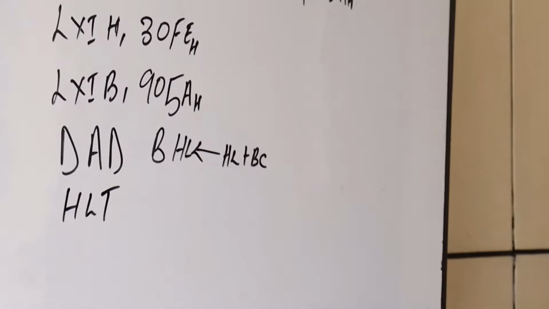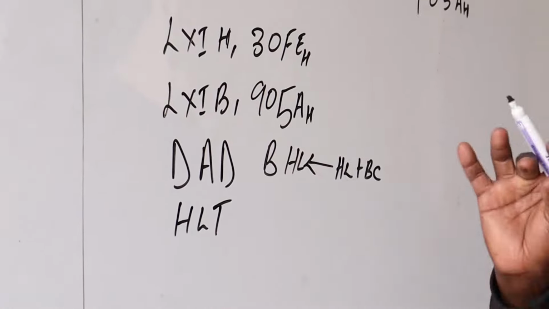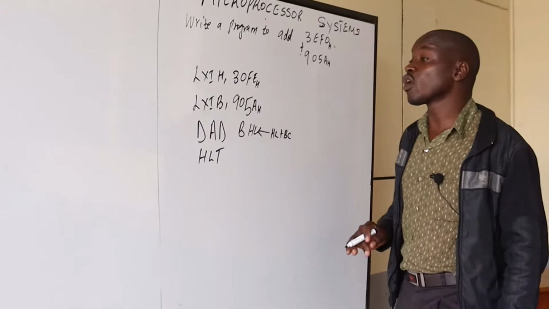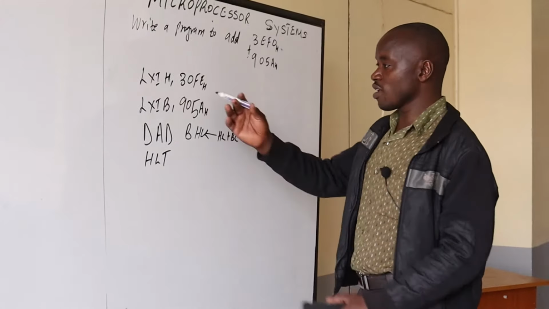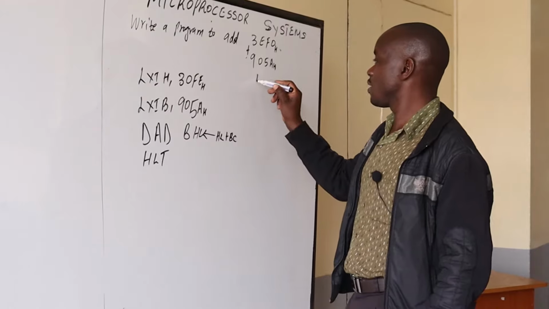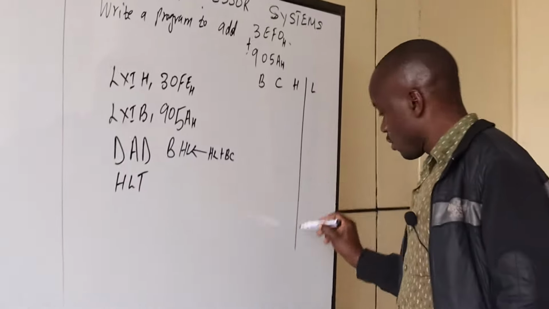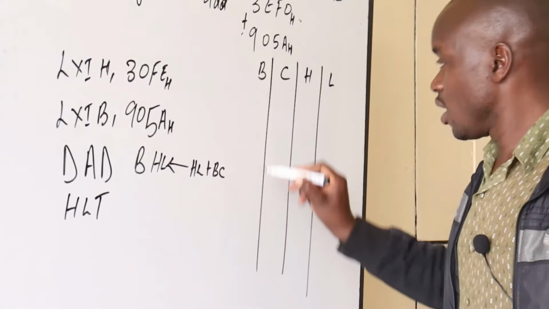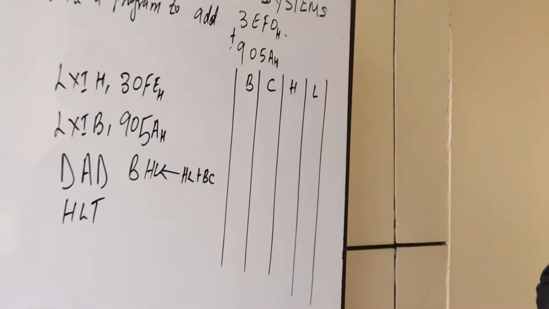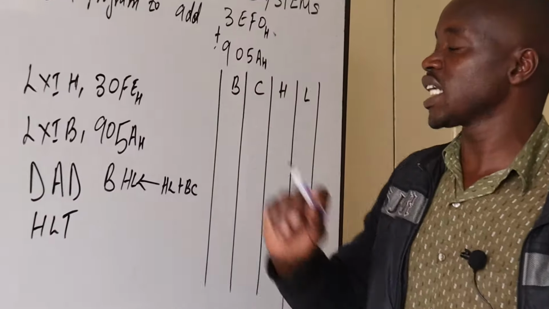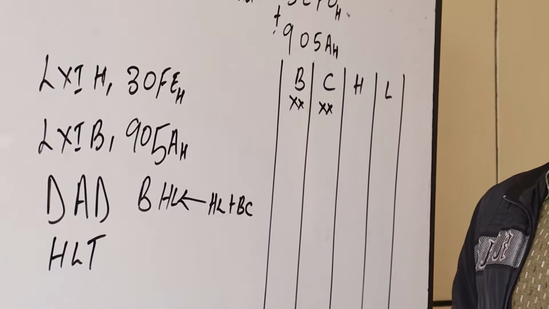Now, some candidates will not understand what we have done here unless we write the trace table. So I want us to draw the trace table so that you can see, after each instruction execution, what happens to different registers. Our registers here are B, C, H and L. If you don't understand the program, the trace table will help you understand what we are doing. For example, here we say LXI H, so it is HL, not BC. So we put don't cares in BC because we don't know what's in B and what's in C.